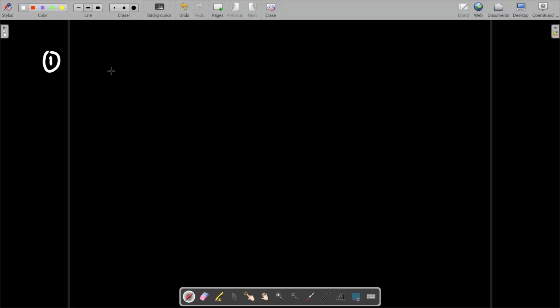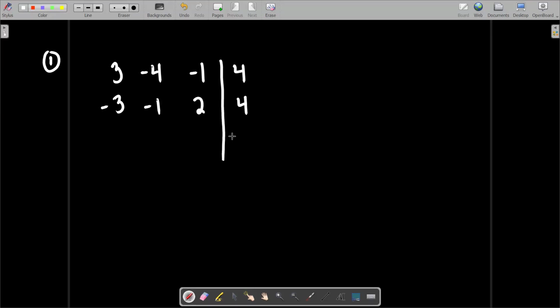So we're going to have a top row of 3, -4, -1. You better keep an eye on me here. I'm doubting myself here today. And then a 4, and then a -3, and then a -1, and a 2, and a 4. Then bottom row, -5, -4, -5, and -16.